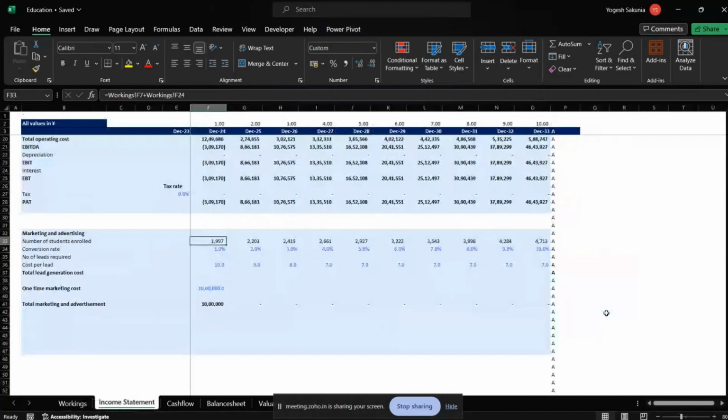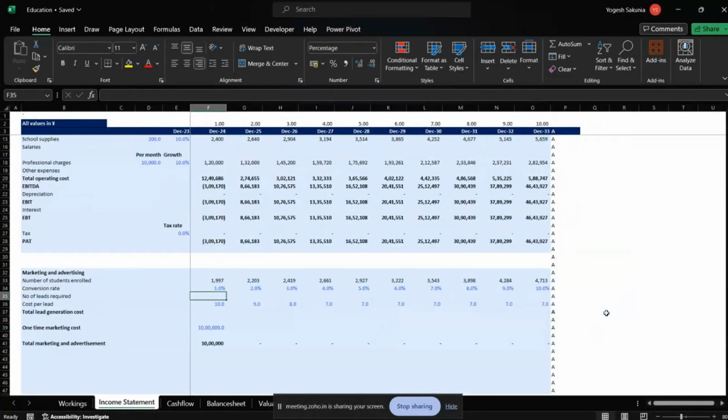We will do the next aspect, which is to go to the income statement, and the first thing that we will do is to calculate the marketing cost, right? Specifically, which is the lead generation cost. We've already been given 1 million of cost for one-time marketing cost, but we'll also have to generate leads. So if you look at how many students we are going to enroll every year, this is the number of students that we need to enroll every year.